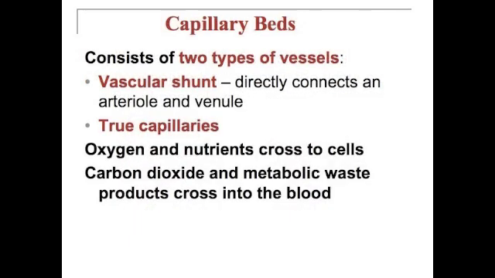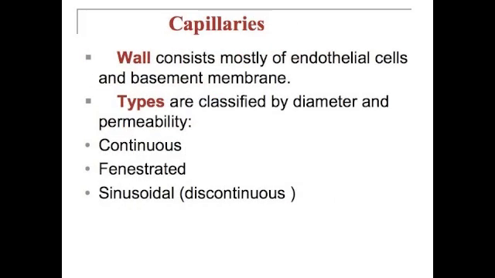Capillary beds: there are two types of vessels. The vascular shunt directly connects an arteriole to a venule, and then there are true capillaries. Oxygen and nutrients cross to cells. Carbon dioxide and metabolic waste products cross into the blood. The wall consists mostly of endothelial cells and basement membranes.